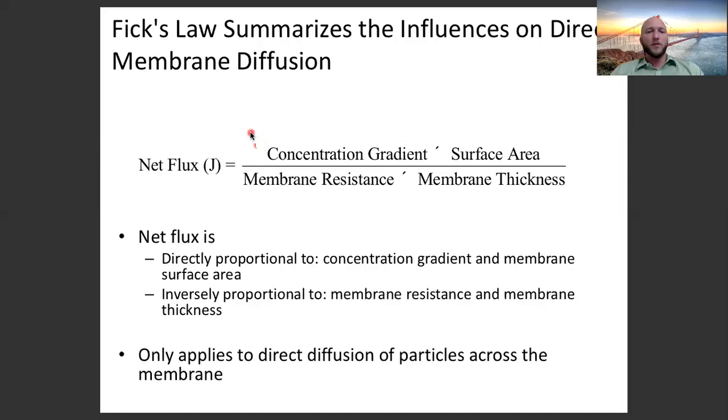Here's a good one. What if you double concentration gradient, but you also double membrane thickness? So you put your 2 in front of concentration gradient, imaginary 1 in front of surface area, imaginary 1 in front of membrane resistance, and 2 in front of membrane thickness, because you double membrane thickness and you double concentration gradient. What happens to the flux? Well, 2 times 1, you've got a 2 on top. 1 times 2, you've got a 2 on the bottom. Flux stays the same, because 2 over 2 is 1.